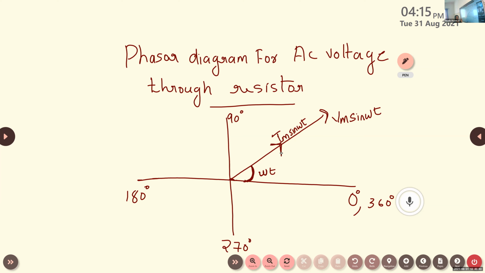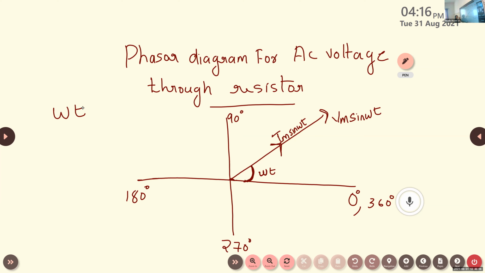Phasor diagram is actually used to represent the phase angle of a particular electrical component. So here we consider the AC voltage through a resistor. This phasor diagram is used to represent the phase angle of the resistor. In the case of a resistor, the phase angle is equal to omega t.